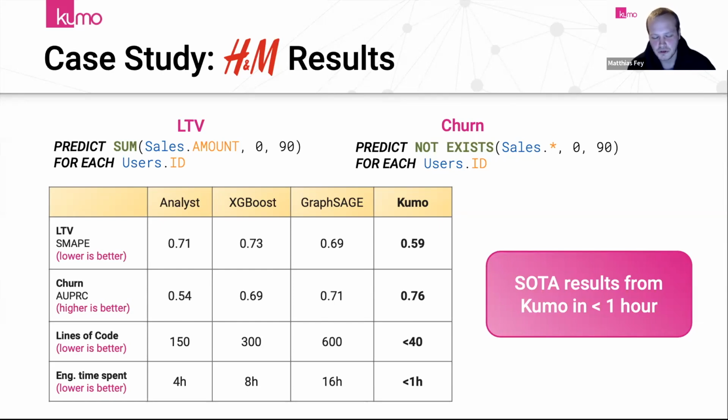But what's even cooler is that you can actually have a better time to value. For example, it takes a long time to write a GraphSAGE model in PyG, construct training examples, and construct your graph. That would be around 600 lines of code and 16 hours spent, or you can just use Kumo and obtain state-of-the-art results in less than 1 hour.